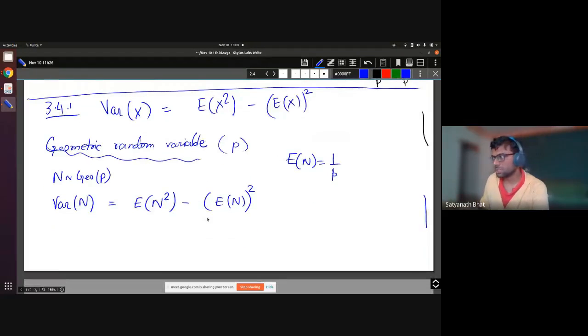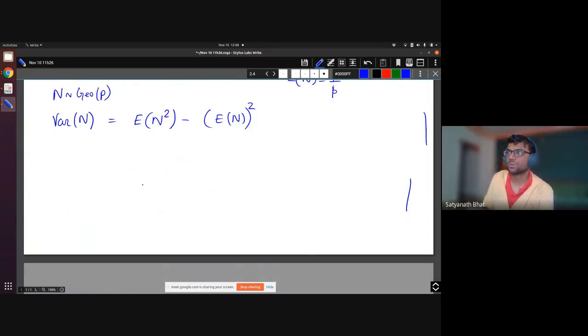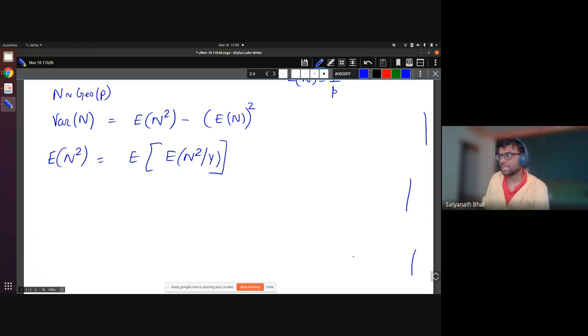We will use the idea that we have learned to compute expected value of N squared. Expected value of N squared, we will use the same idea. It's going to be the expectation of expected value of N squared given Y. Same iterated expectation. Instead of X, I'm taking some function of X, which is N squared. This is the very same thing as before. Here again, we will have Y equal to 1 if the first trial is head, 0 otherwise.